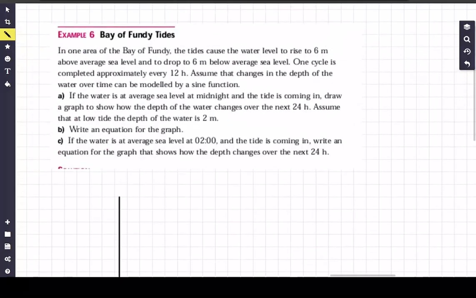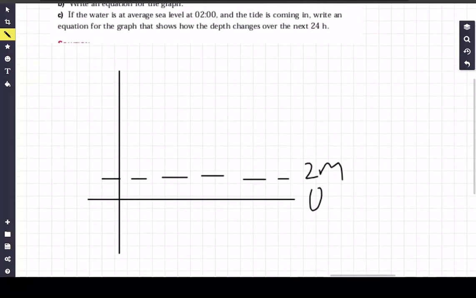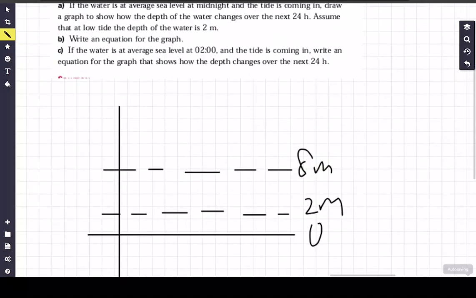Now, since it drops, if we add 6 meters up, that will give us the average sea level, right? Because this is our lowest point. So technically our axis is at 8 meters. And then we add another 6, that's going to give us 14. And that's our highest point. Okay? Pretty much done with that part. So let's go ahead and move on.